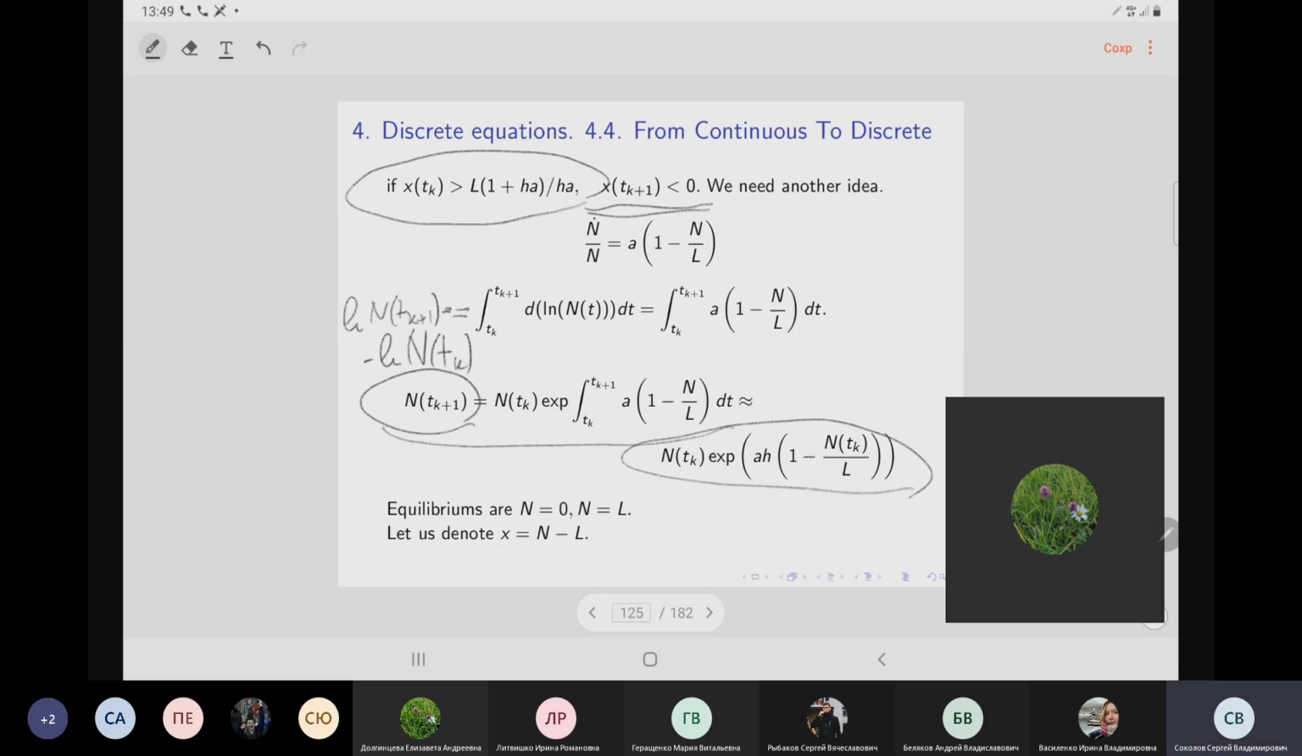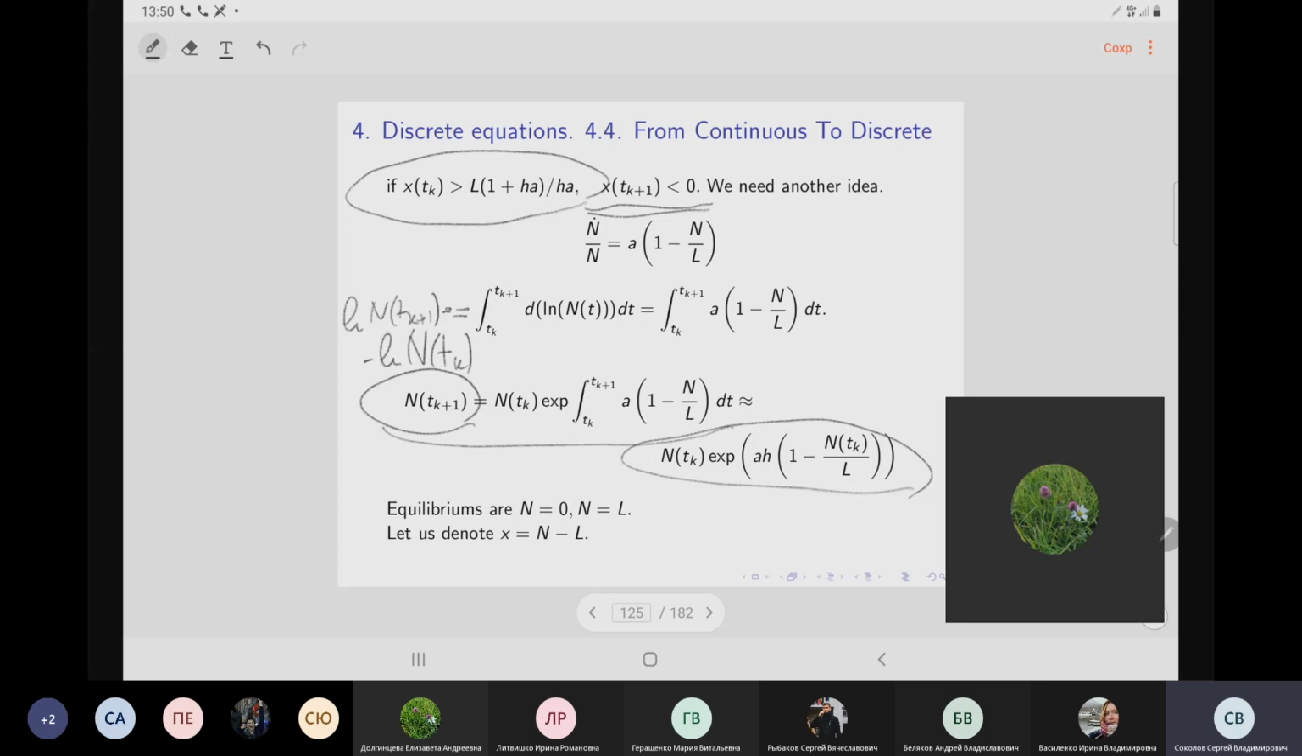And now we can see that since the exponent is always positive, we get an appropriate equation for n of tk. So this way works better, and we can conclude that for any initial values, all the solutions have sense.